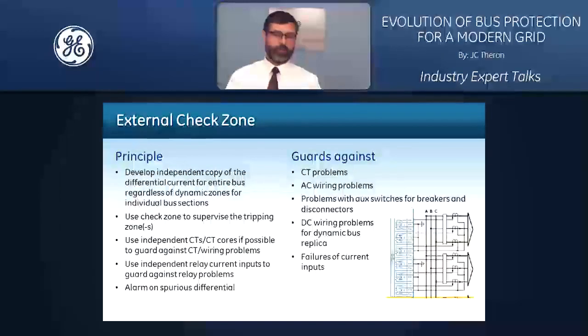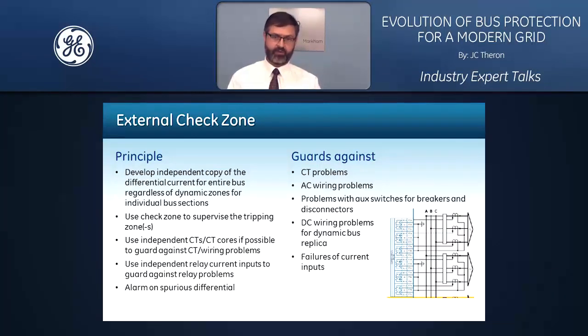That's why the first way of additional security is using an external check zone. In this case, we have to develop an independent copy of the differential current for the entire bus, regardless of what the state is of the dynamic bus replica, and use a check zone to supervise the tripping zones. It's recommended to use independent CTs or, if possible, additional CT cores to safeguard against CT and CT wiring problems, and use independent relay current inputs to safeguard against relay problems. And if we do see a difference, then we should alarm on that.